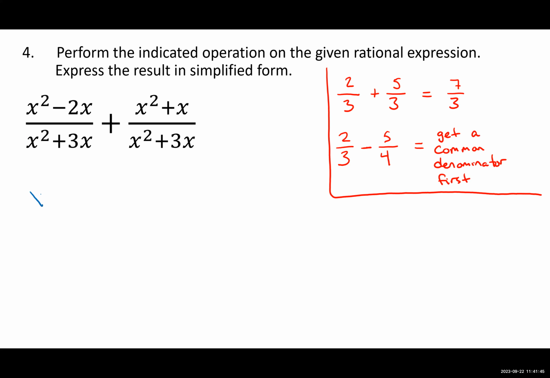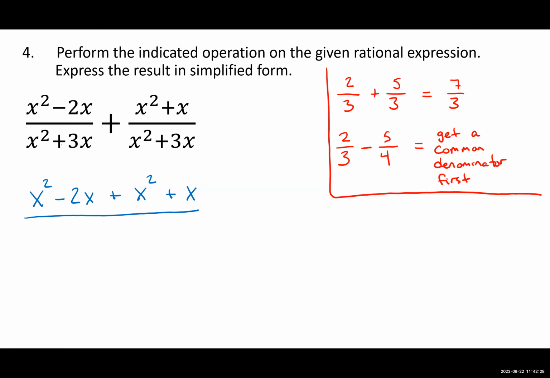So this is equal to x squared minus 2x plus x squared plus x, all divided by x squared plus 3x. Now, I didn't factor first. I should have. For this problem, this is a really easy version because you have a common denominator already. We're going to have to factor the bottom. I could do it in step 2, but I should probably have done it in step 1 just to follow my own instructions.